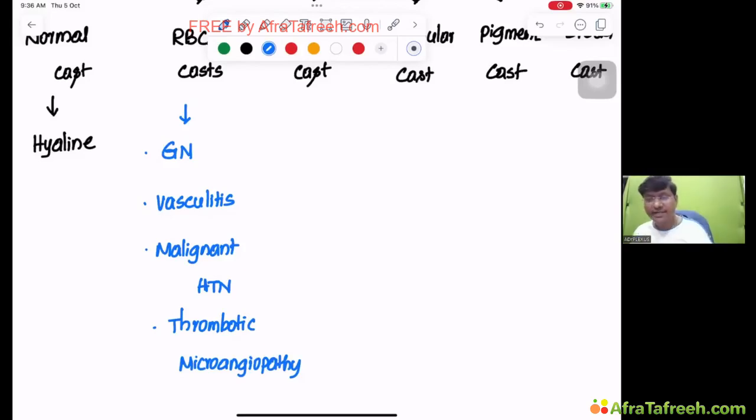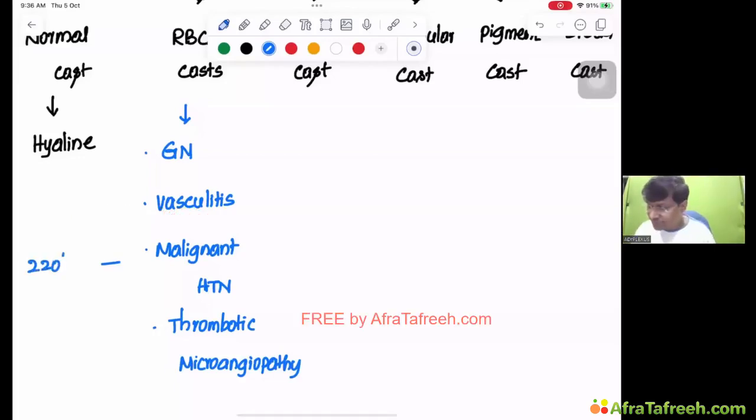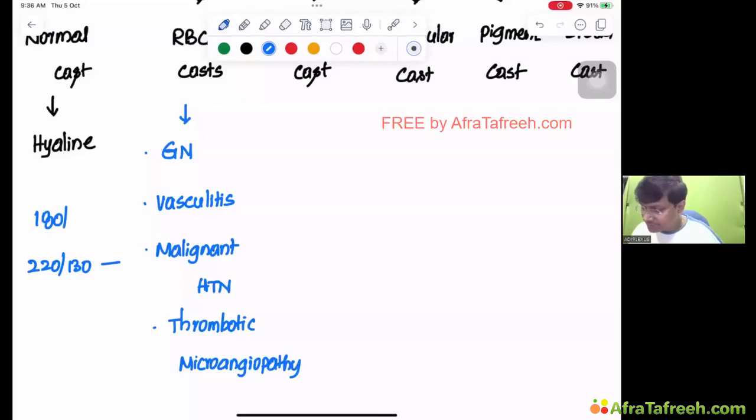So in case of malignant hypertension, different books give different values. CMDT gives for malignant hypertension the value as 220 by 130 millimeters of mercury, right? But Harrison gives 180 by 120 millimeters of mercury. Whatever it might be, whatever might be the blood pressure.